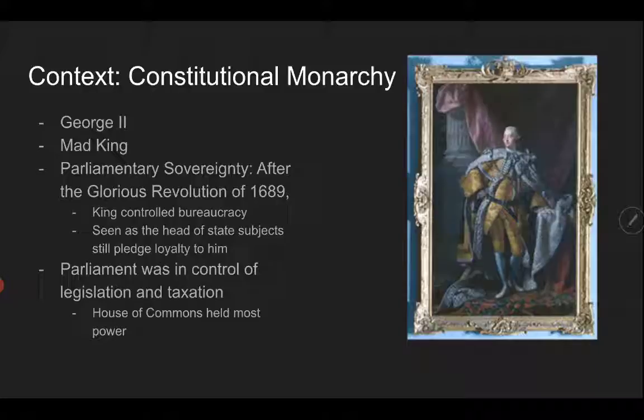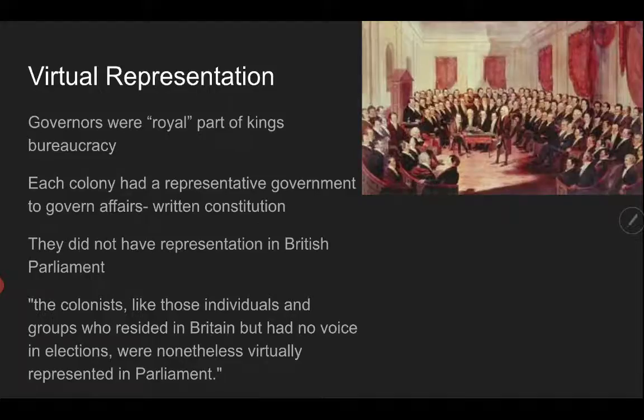By the time we get to the Revolution, we're going to have the Mad King George, and by the time we get there, England has been through a lot, and by the time we get to the Glorious Revolution, the Parliament actually has a lot of control. So we tend to think, especially when we get to the Declaration, because they're saying the king is the one who's doing all things, but really, Parliament is the one in control. They are the one who has legislative power. They are the one who is in control of taxation. The king is kind of like the symbolic head of the state, and people still pledge loyalty to him, and he controls a lot of the bureaucracy as far as appointments. But in reality, it's Parliament that has most of the power.